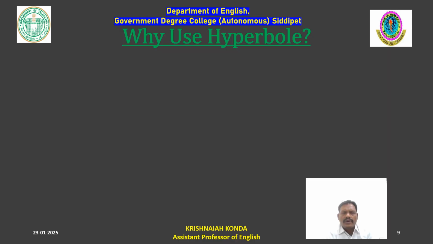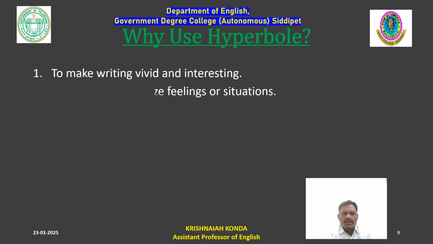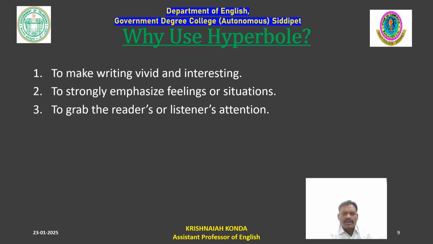Let's think of why do writers use hyperbole? Writers use hyperbole to make their writing vivid and interesting, to strongly emphasize feelings or situations, to grab the reader's or listener's attention. These are the reasons why writers use hyperboles. Hyperboles make descriptions more dramatic and engaging.